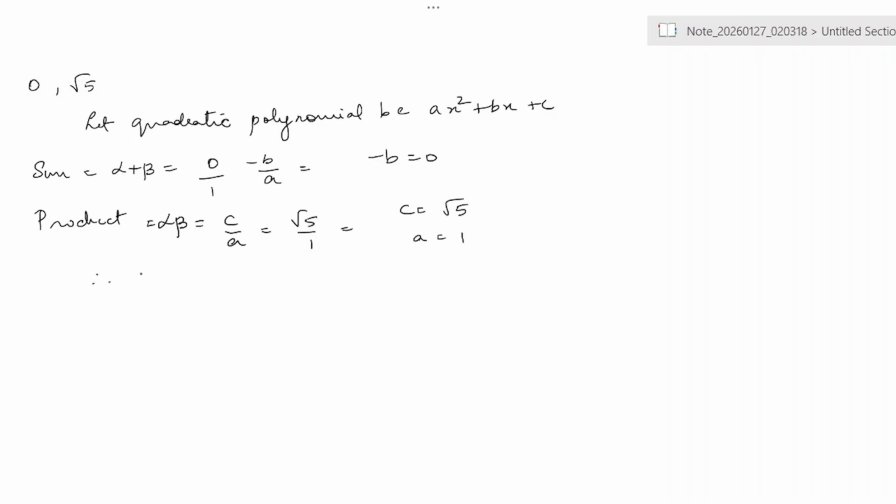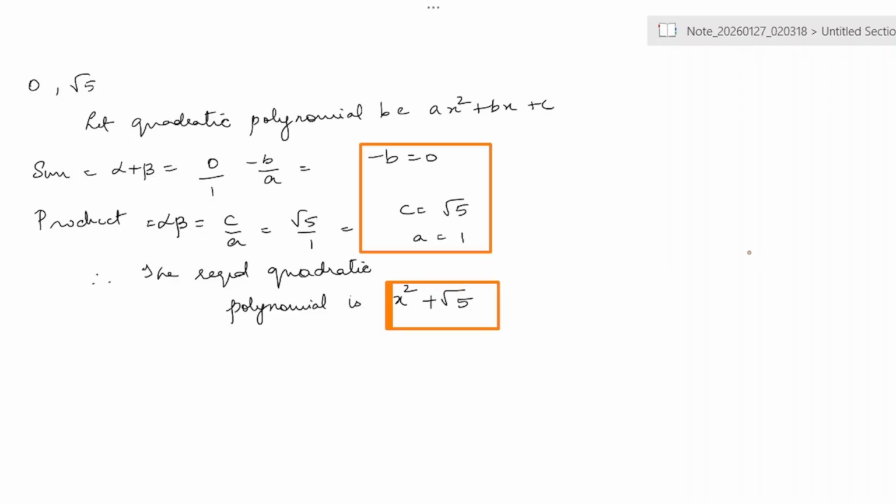Okay, so therefore the required polynomial, quadratic polynomial is... we'll put in the place of a, b, c. So it is x squared. For b it is 0, so we'll leave the b term and just the c term, plus root 5, just the constant. B is 0, so x is 0. So this is the answer. So we'll move on to the next sum.